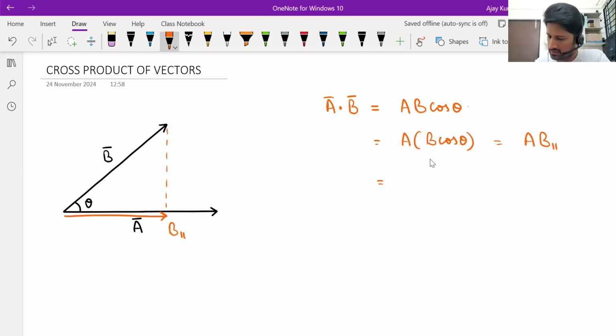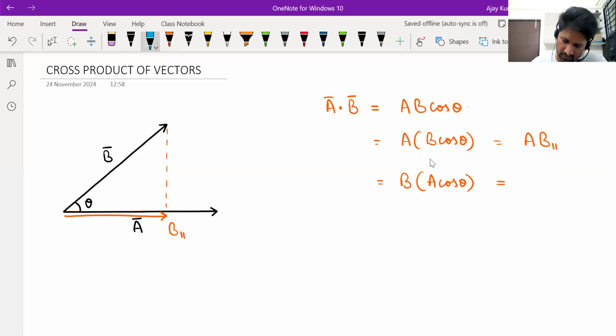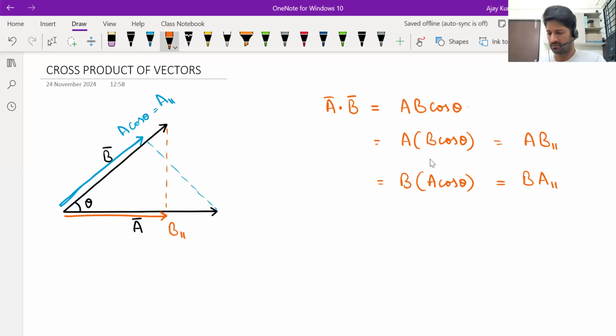Okay. So you can treat this as A multiplied with B parallel. You can also consider this as B multiplied with A cos theta. And what is A cos theta? A cos theta is the scalar component of A in the direction of B. You can call it A parallel, component of A parallel to B. So the dot product could be expressed as B multiplied with A parallel also.